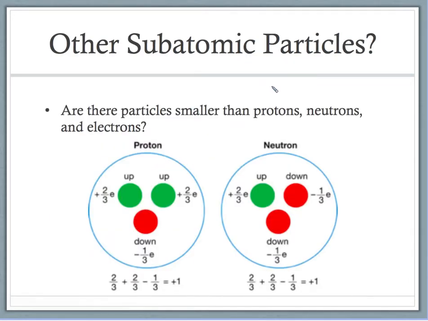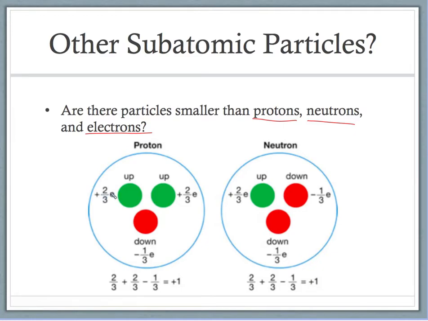Other subatomic particles. So the question is, are there particles that are smaller than protons, neutrons, and electrons, or is this as small as it gets? And what they've discovered through different tests is that protons and neutrons are actually made of smaller pieces. And we call these smaller pieces quarks. We're going to talk about this on the next slide. But you'll notice that protons have 2 up quarks and 1 down quark, and neutrons have 2 down quarks and 1 up quark. And these have partial charges.